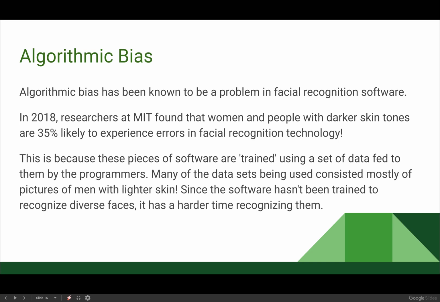So these systems weren't trained in how to recognize the faces of women or the faces of people with a different skin tone than the majority of the data set that they were fed. So we have to be conscious of the bias in building our data sets when we're teaching these artificial intelligences how to recognize things.